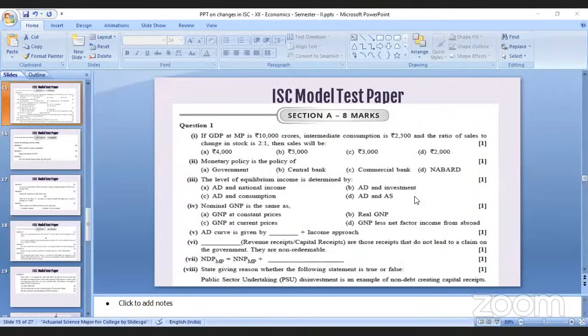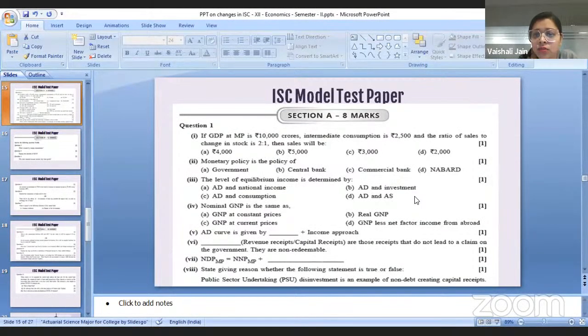Yeah. So the question is: GDP at MP is 10,000 crores and IC is 2,500 crores, and the ratio of sales to change in stock is 2:1. The child should be aware of the formula that GDP at MP equals value of output minus IC, and value of output equals sales plus change in stock, and change in stock is closing minus opening stock. The child should be aware of at least these basic formulas, and this is just a very basic application of the same. So even though numericals of that level are not there, we can see clearly the very first question is from numericals of national income only.